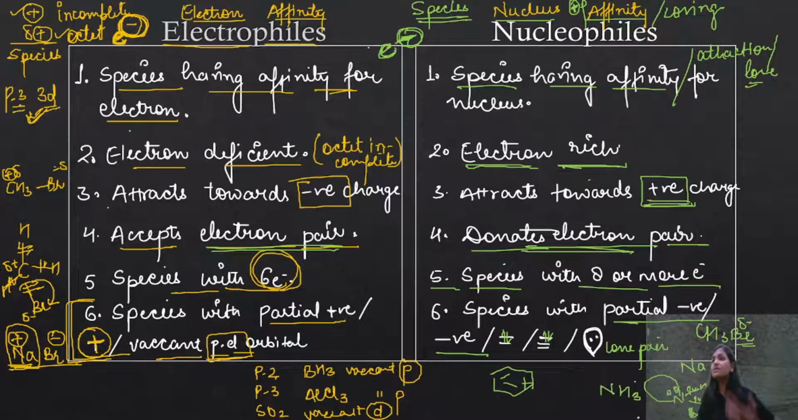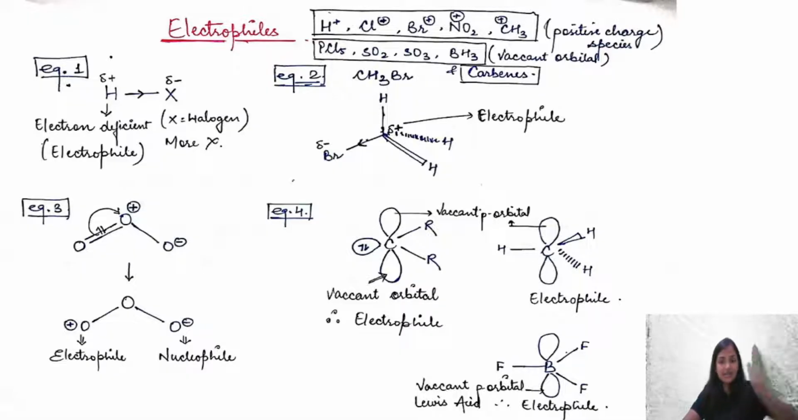So it will easily be able to form a coordinate bond. This lone pair can easily be given to any of the species with a highly charged nucleus, and therefore this is said to be nucleophilic in nature. So any species having a lone pair is said to be nucleophilic in nature. I hope the points of difference are very clear. If not, please rewatch it. You will be able to know.